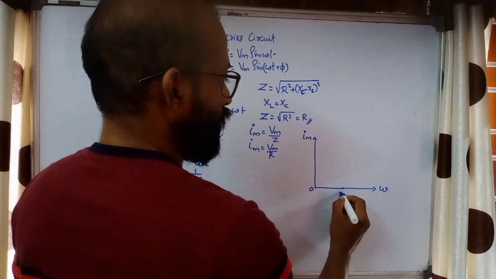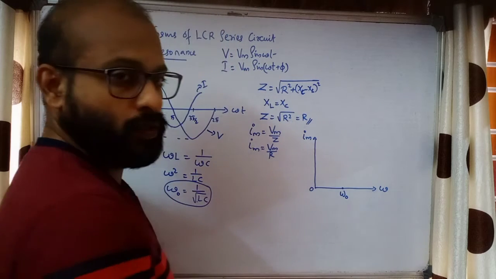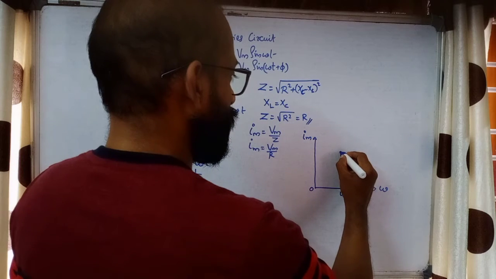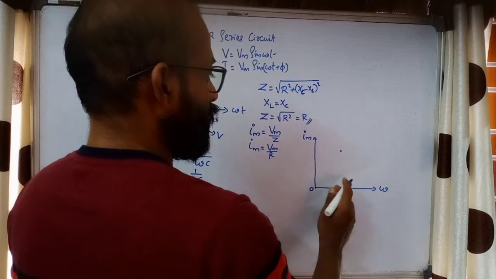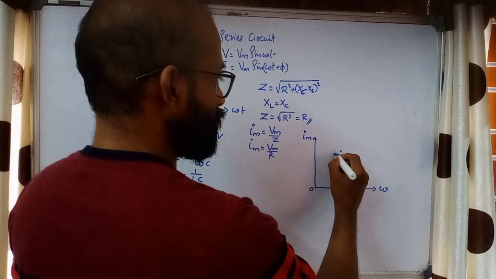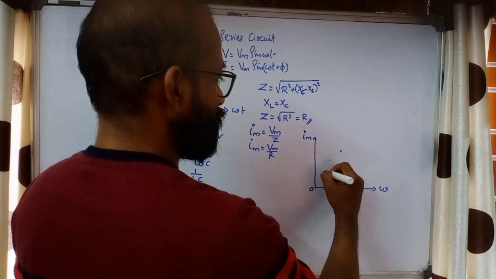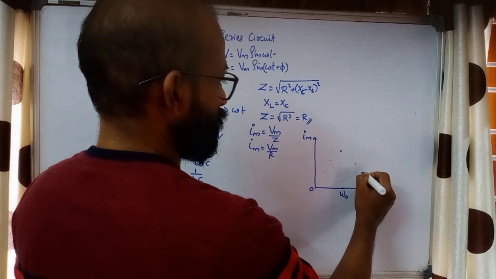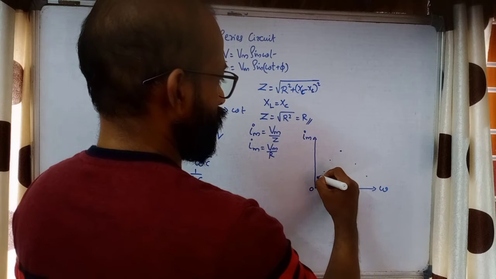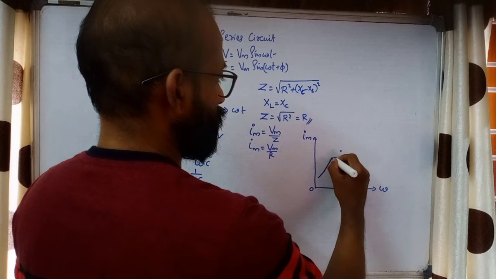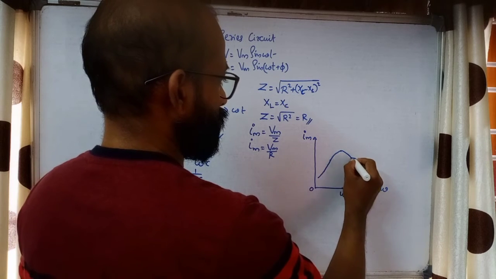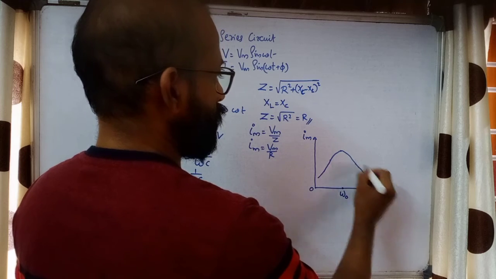Let this be the resonant frequency omega 0. At the resonant frequency, the current will be maximum. At any other frequency, the current will be less than this. So we can draw the graph like this. Okay, this will be the graph.